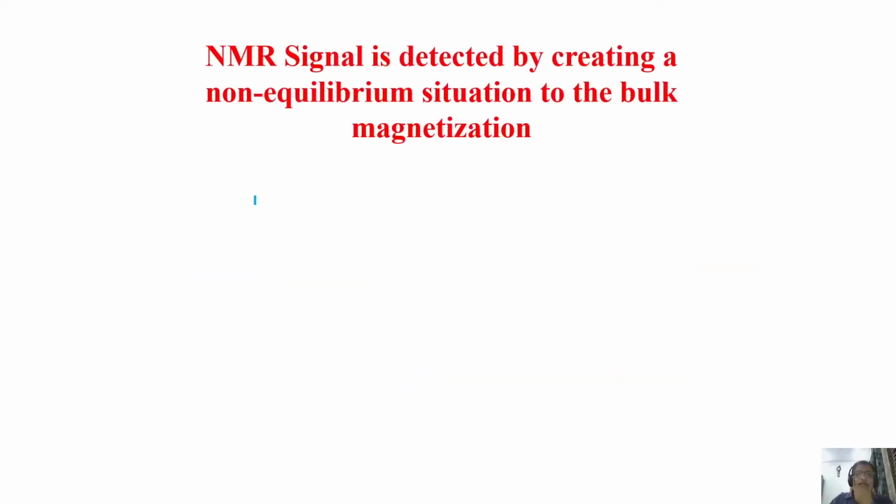Okay. Now, we have to do one small trick. What is the small trick? I have to detect the NMR signal. Now it is a static thing. Unless I perturb this bulk magnetization, I cannot see the signal. I need to perturb this bulk magnetization. How do I do that?